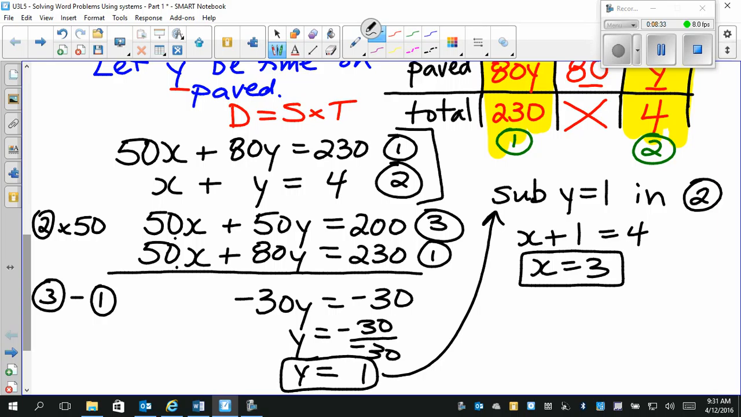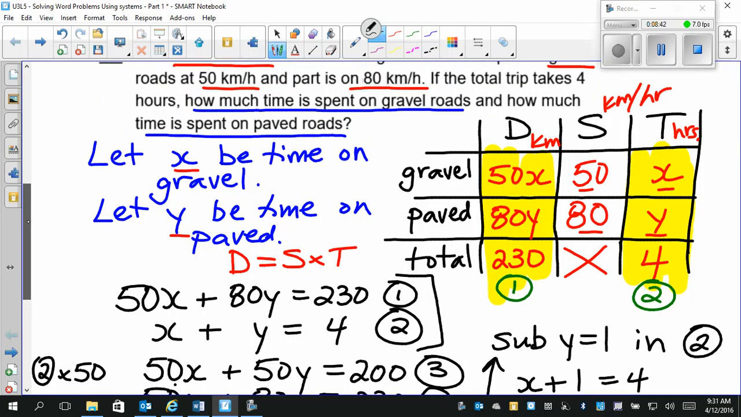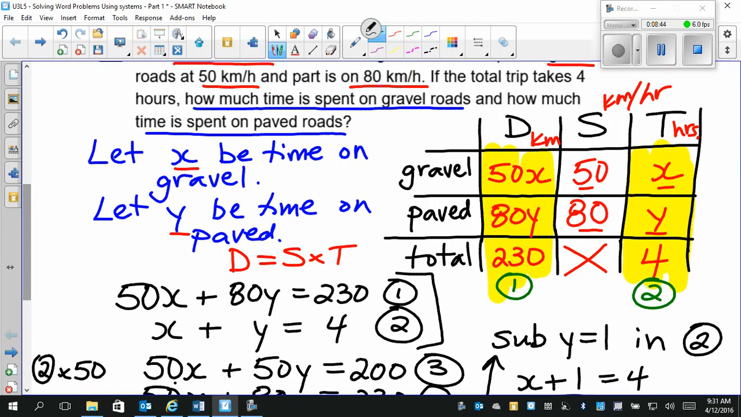And once I've solved the system, now I have to go back and think about the word problem. At the end of the word problem, it said how much time is spent on gravel roads and how much time is spent on paved roads. So remember, x represents the gravel, y represents the paved. So at the end, we got to write a statement here.